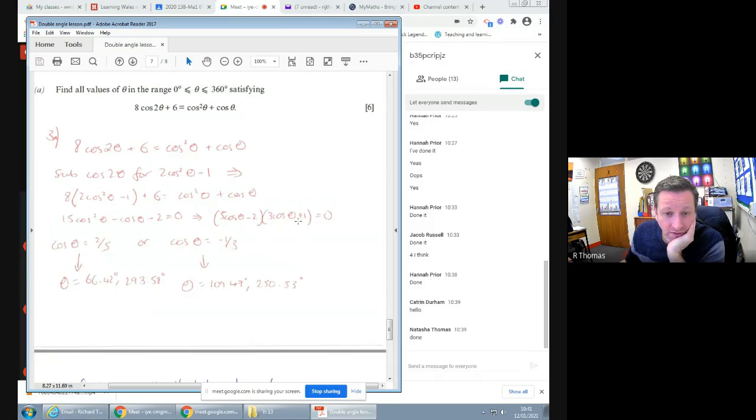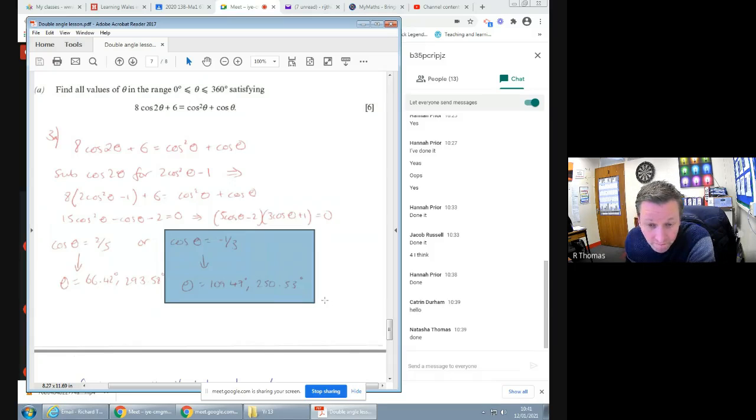The other bracket, 3 cos theta plus 1 is 0. Take the plus 1 over, it becomes a minus, divide through by 3. You get cos theta is a third. The calculator will tell you it's 109.47. Subtract that from 360 to get the other solution of 250.53. Right? Anybody get those 4 answers there correct?